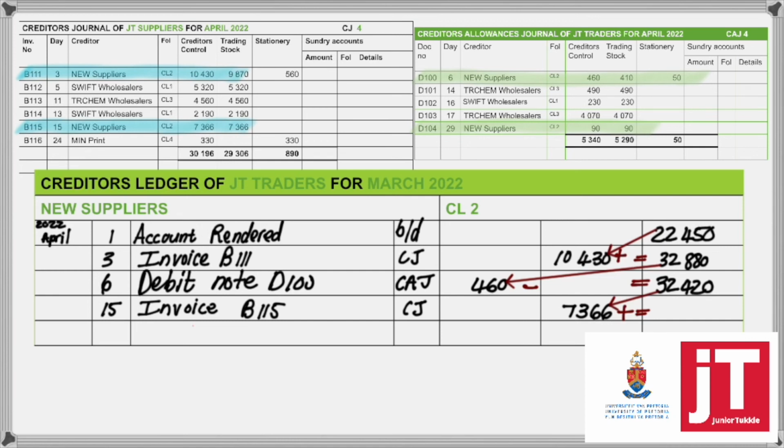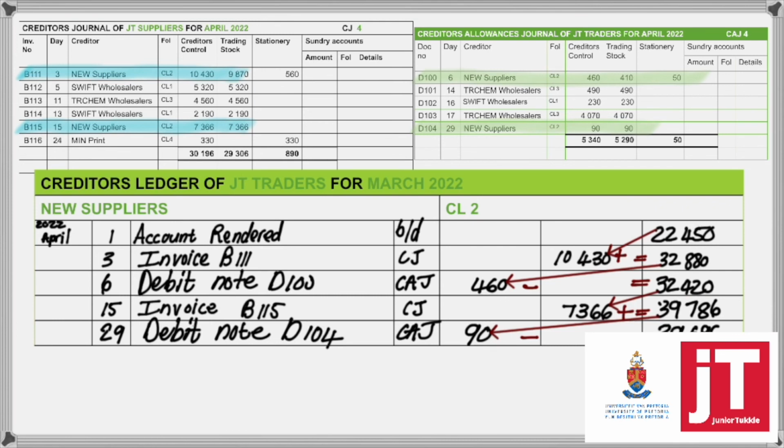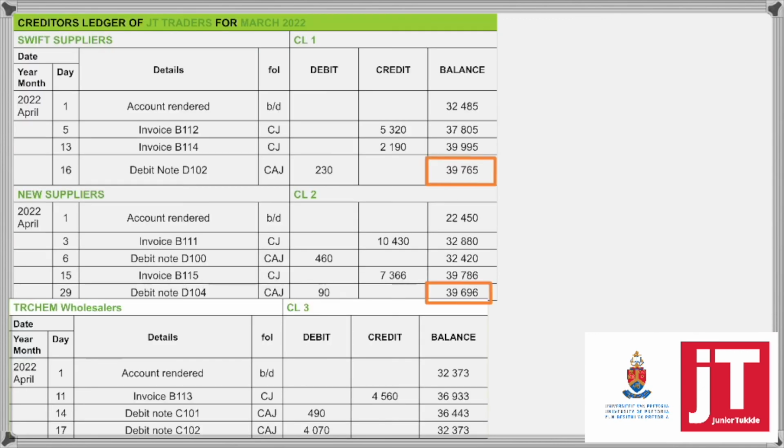On day 15, we purchased again on credit, invoice B115, crediting, plusing the account, adding it to the 32,420 to get 39,786. And then the last one on day 29, there was a correction on the invoice of 90 Rand. So I was overcharged and I have to fix the mistake and minus off the 90 Rand to get the final total of 39,696 Rand.